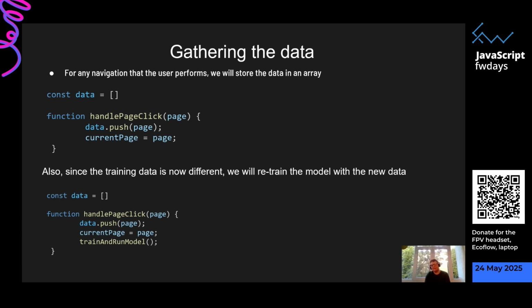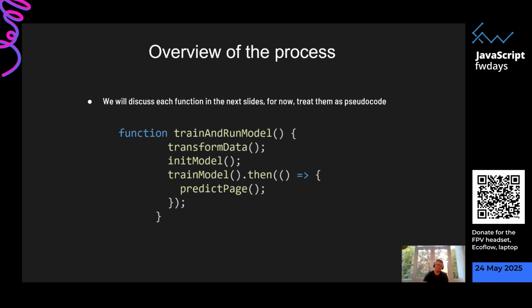Since the training data is now different, the model needs to adapt to it, so you rerun and retrain the model. How do we train and run the model? Well, think of this as pseudocode. It's actually taken from the code, but right now you don't know what each function is doing. We'll take them in private and discuss each one of them in particular. So first we transform the data.